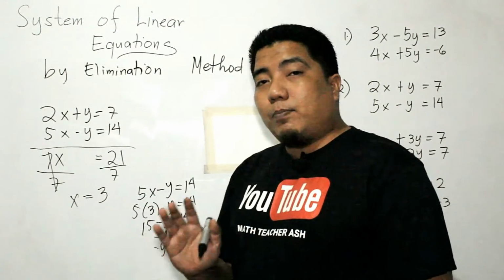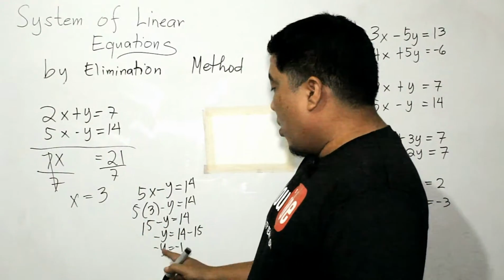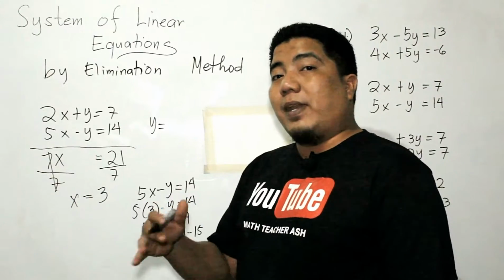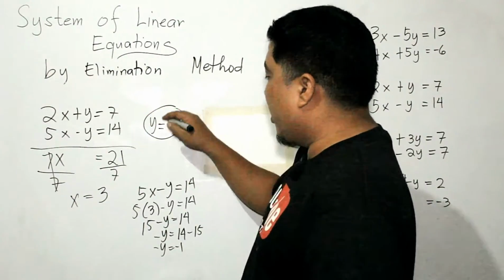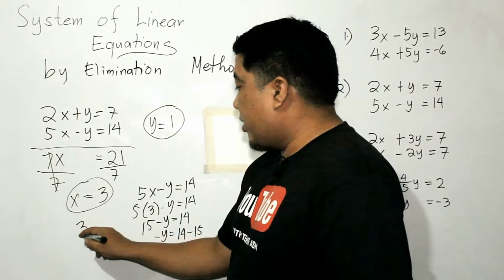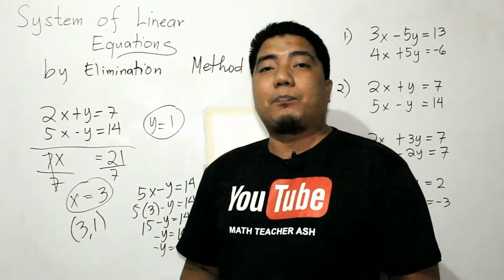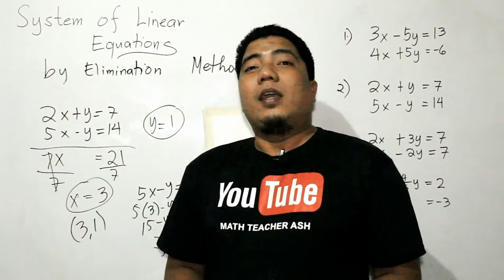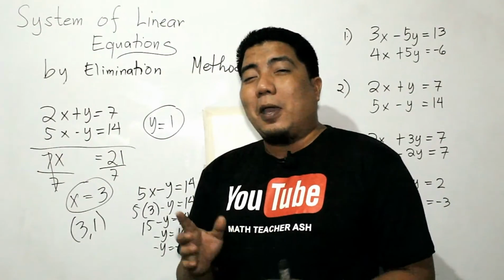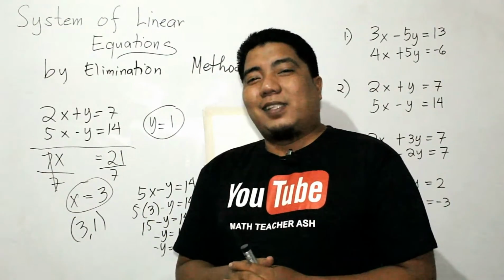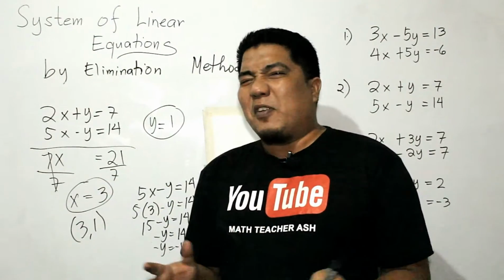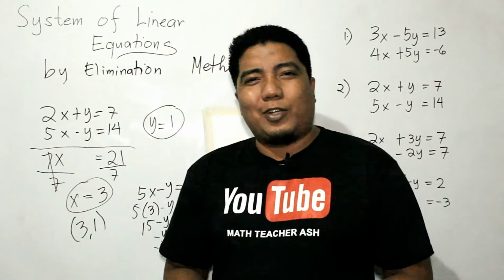Now, if I divide both sides of the equation by negative 1, my negative y will become positive y, and my negative 1 divided by negative 1 will become positive 1. Therefore, the values of x and y are 3 and 1 respectively. Therefore, these equations will intersect at this point, and this has one solution, meaning the nature of its system is consistent and independent. Very easy, right? Now, let's go to the third example.